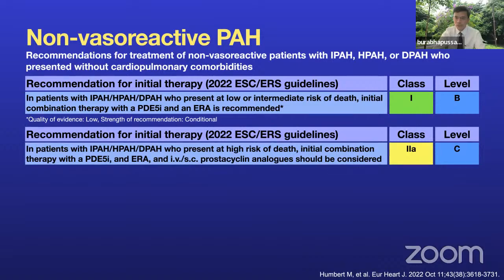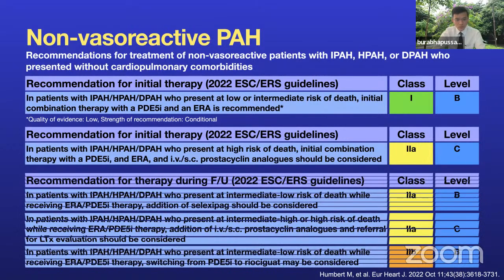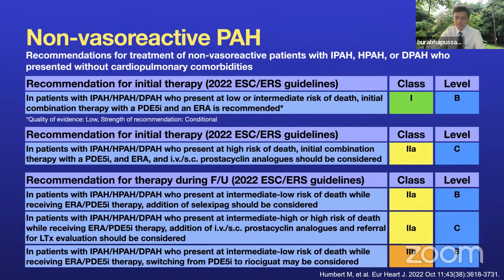This was talked about previously, but I would like to write here that for patients who are not better after the initial combination therapy, we can add selexipag according to the guideline. We can add selexipag in those at intermediate to low risk, or we should add parenteral prostacyclin if the patient is at intermediate-high or high risk.